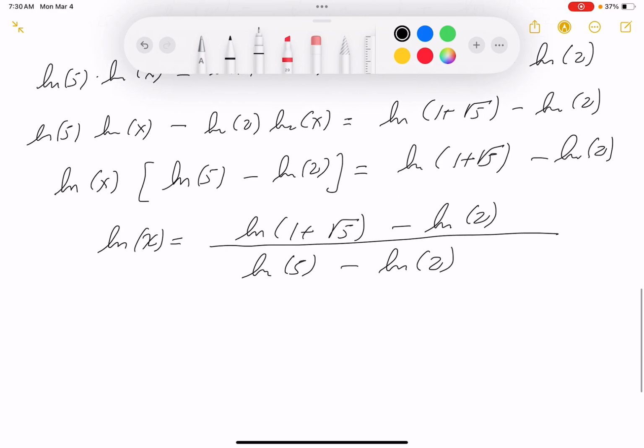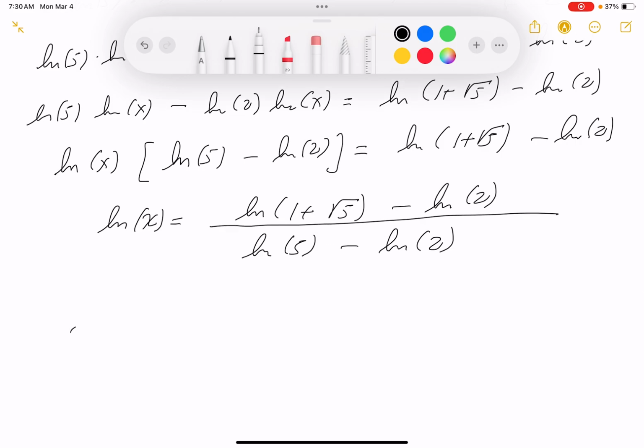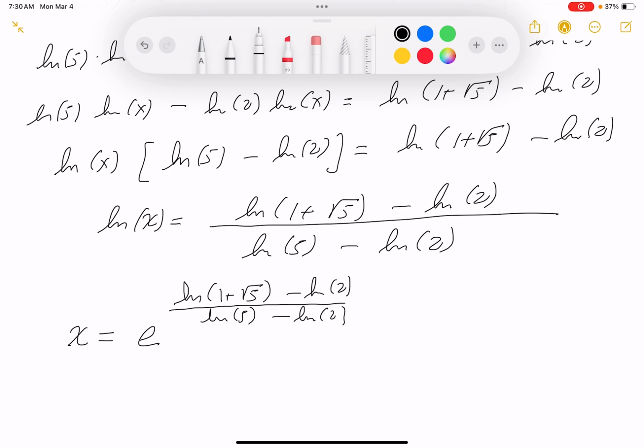Right, I want to get x, by the way. And how do you get x here? I've got to rewrite the log as an exponential. So x will equal e to that power. Let's write that down. e to the natural log of 1 plus root 5 minus the natural log of 2, over the natural log of 5 minus the natural log of 2. Again, if you want to use a calculator to approximate that, you can. Get a feel for it. It's about 1.7, all right?